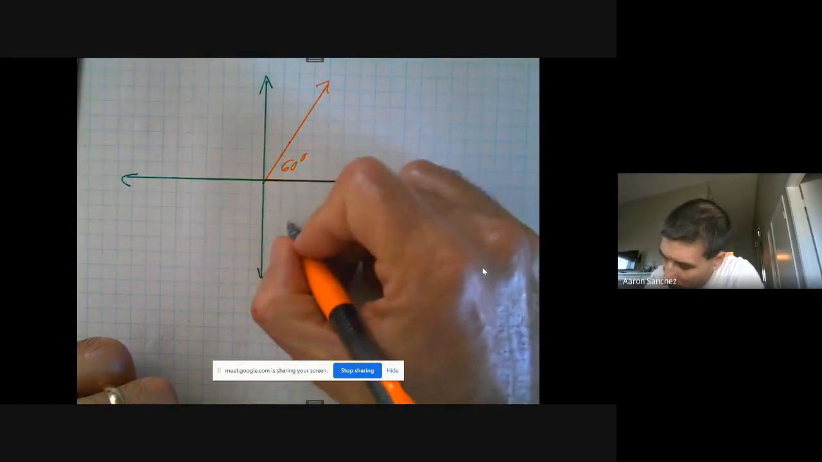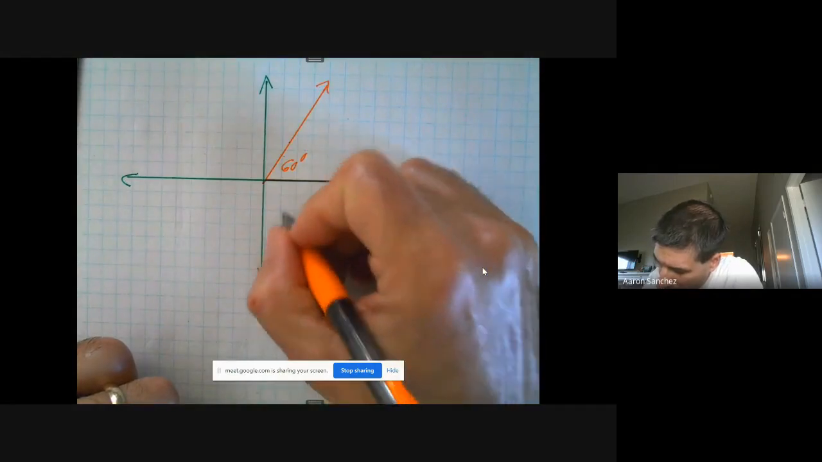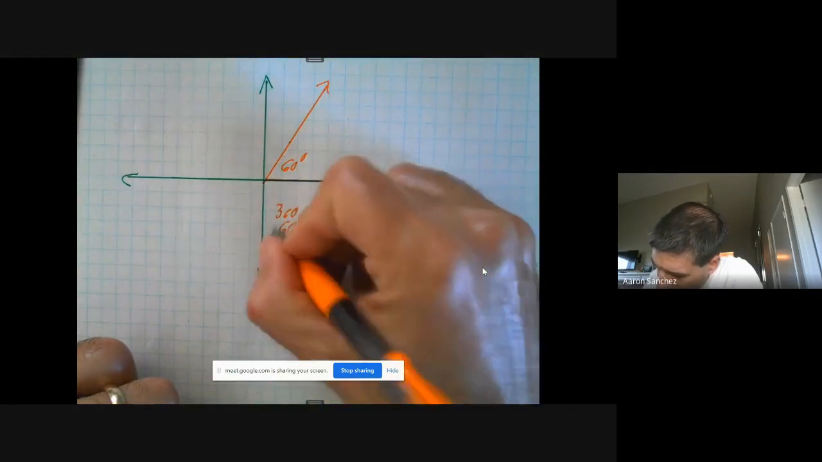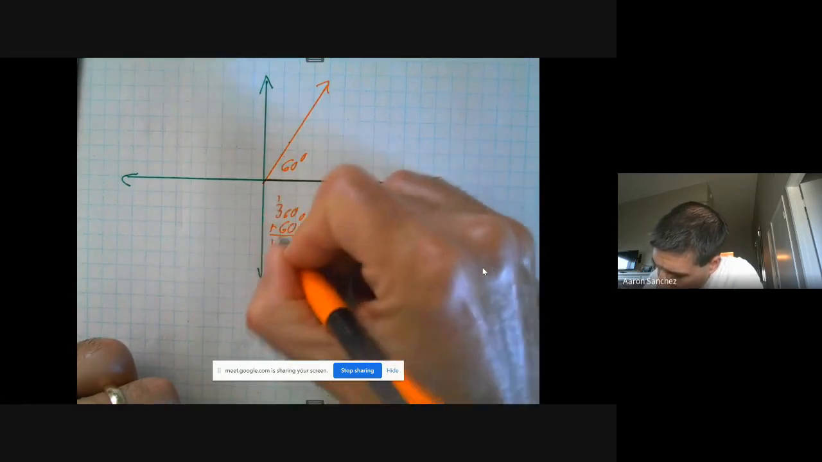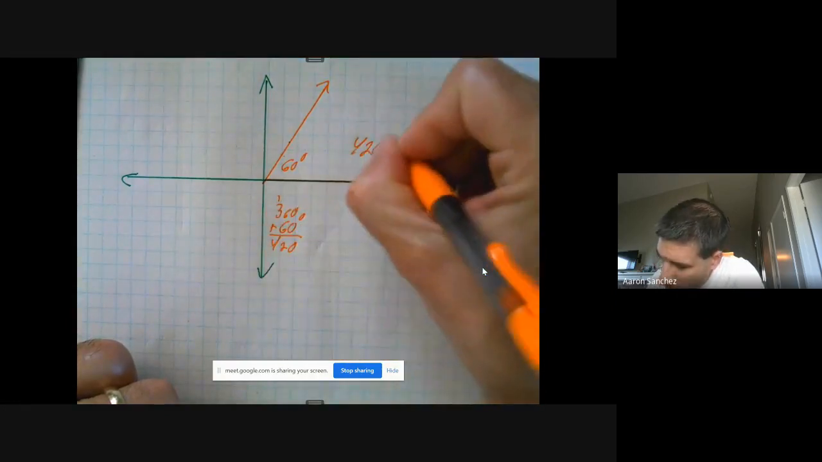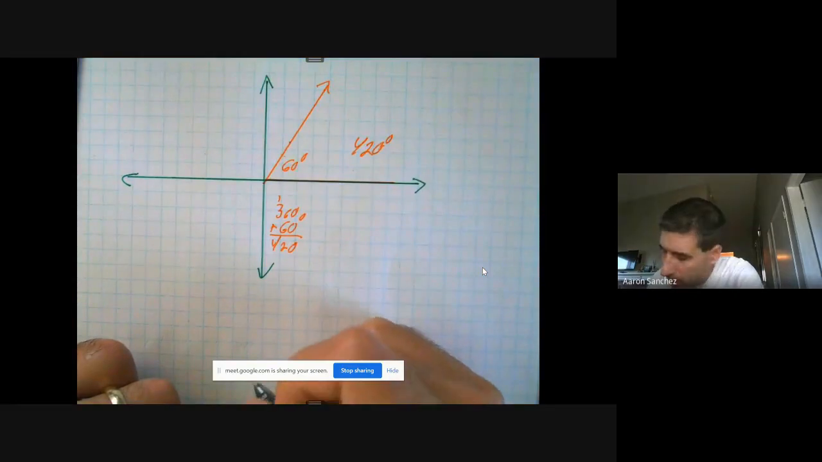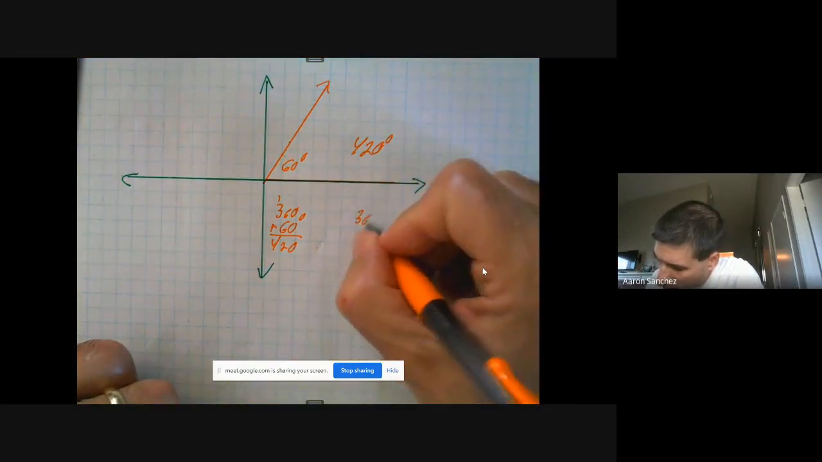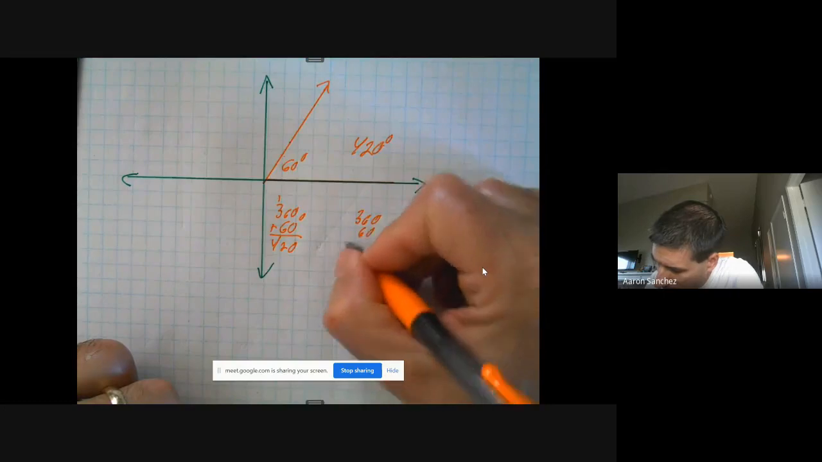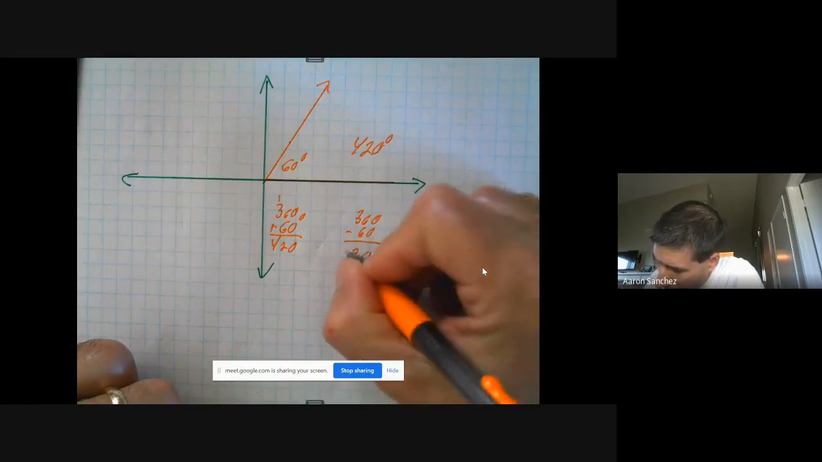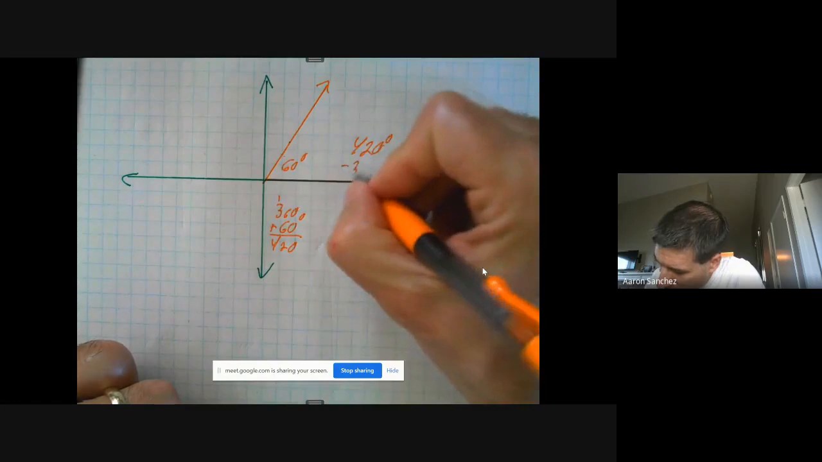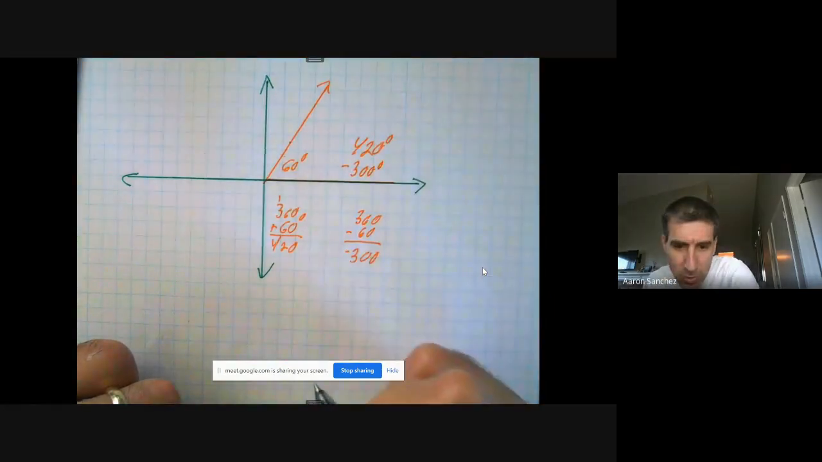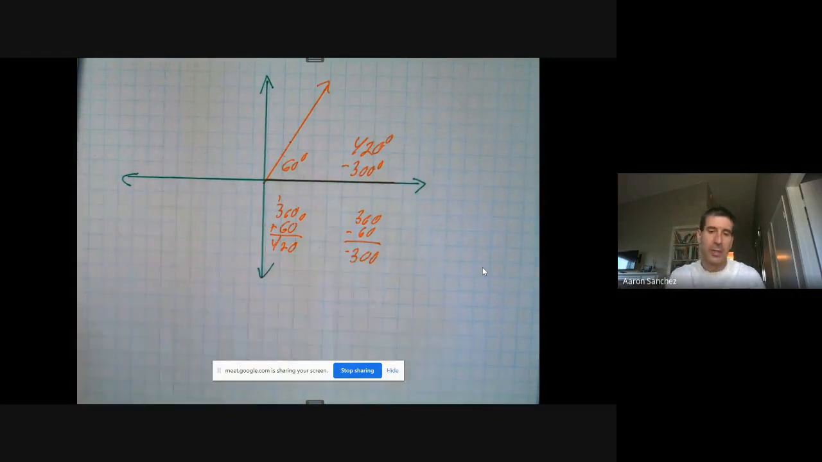So let's say I have a 60-degree angle. Well, to get a coterminal angle, what do I do? Add 360. 420 is coterminal to 60, or I subtract 360. You'd have 60 minus 360, but that would be, if I'm going this way, negative 300 degrees. So you add 360 or you subtract 360. That's how you find coterminal angles. Are there any questions on coterminal angles? Let's take a look at the homework.